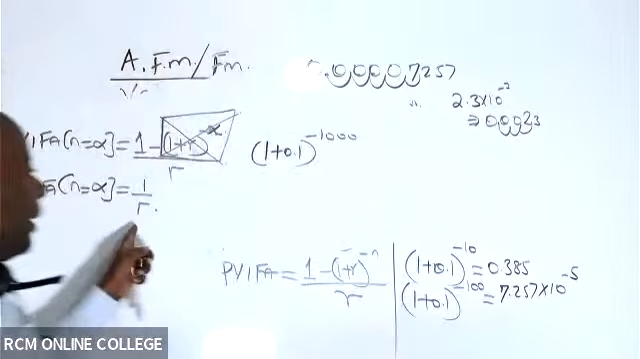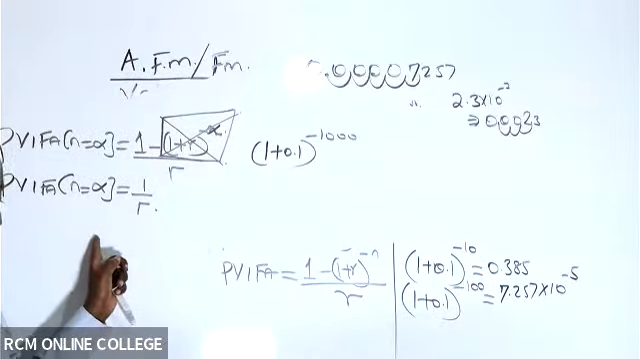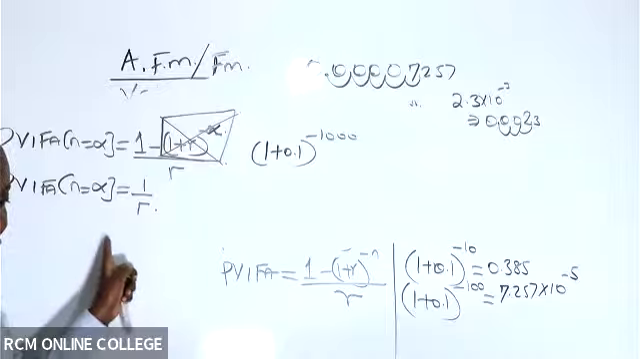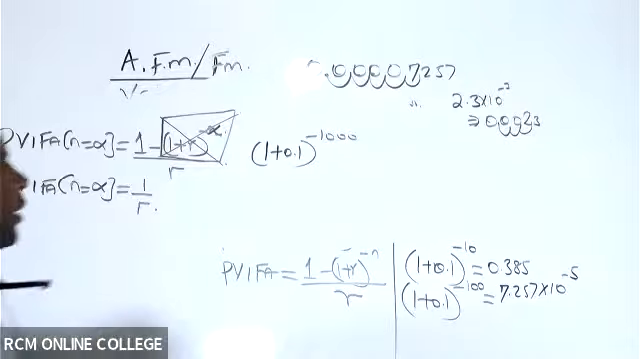Are we together, ladies and gentlemen, up to here, the 1 over r concept? When n is infinity, are we together? When n is infinity, then PV far will be 1 over r. All right. Thank you so much.